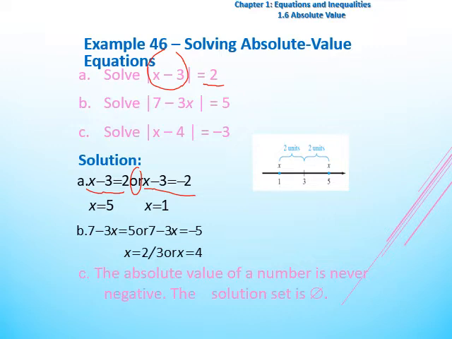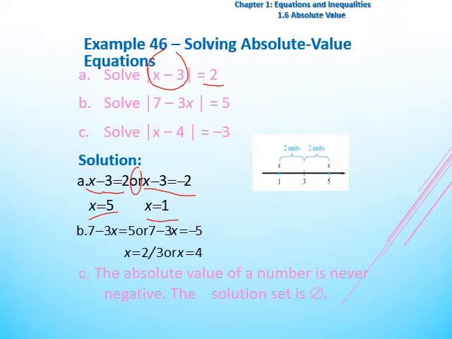So we get x minus 3 equals 2, so x will equal 5, or x minus 3 equals negative 2, so x will be 1. And these are the two solutions for the absolute value equation.